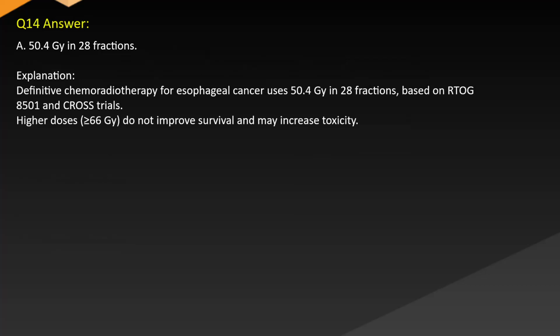Answer: A. 50.4 Gy in 28 fractions. Explanation: definitive chemoradiotherapy for esophageal cancer uses 50.4 Gy in 28 fractions, based on RTOG 8501 and CROSS trials. Higher doses, 66 Gy, do not improve survival and may increase toxicity.